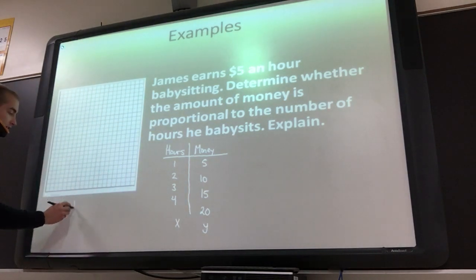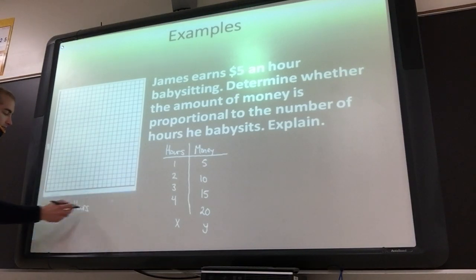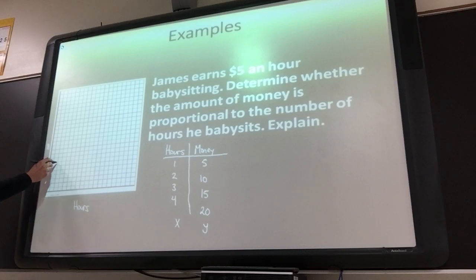So we label our x and y axis. And then we plot these points. So 1, 5. 2, 10. 3, 15. And 4, 20.